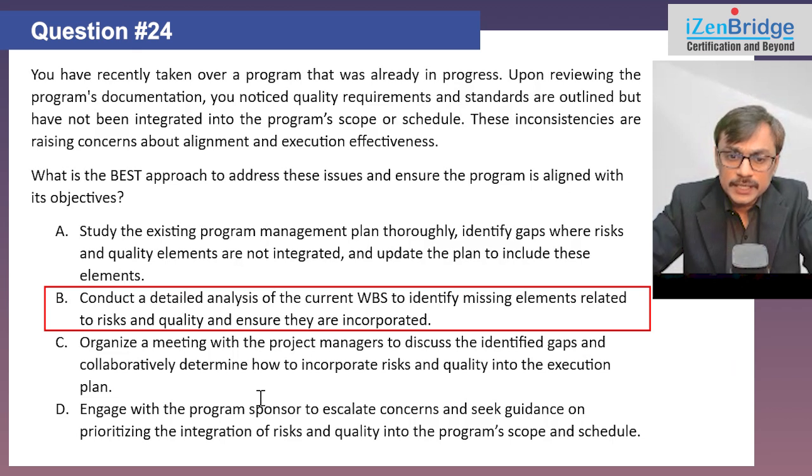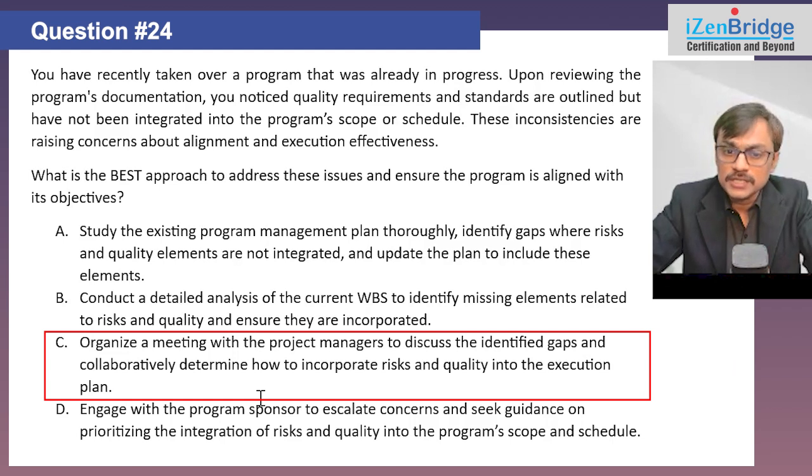Option B, conduct a detailed analysis of the current WBS to identify missing elements related to risk and quality to ensure they are incorporated. B is included in A. When I'm talking about the program management plan, I will look into the aspects of scope, cost, and scheduling, all of them, and I will ensure that inconsistency can be taken care of. Whereas B is specifically talking about one element of the program management plan, which is the WBS. So I still prefer A.